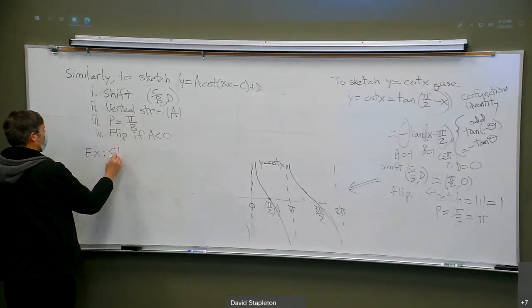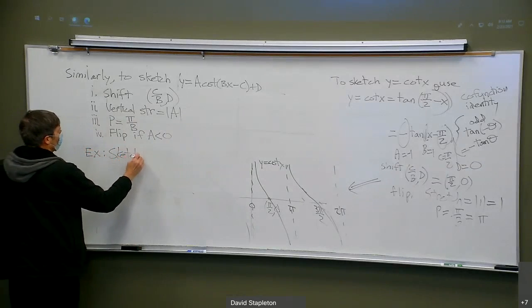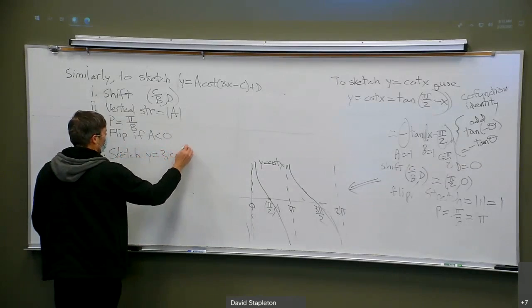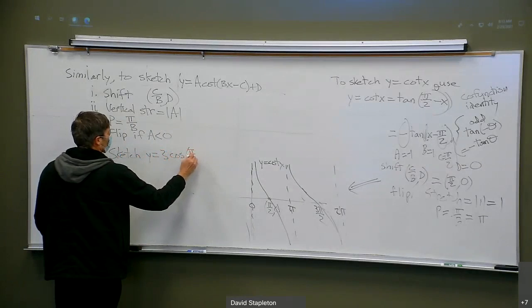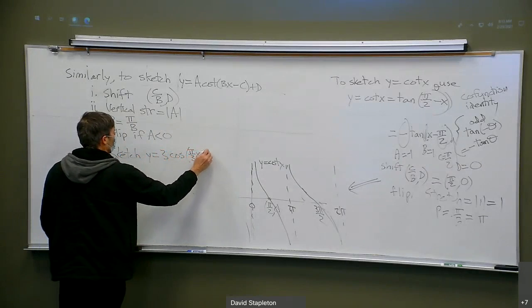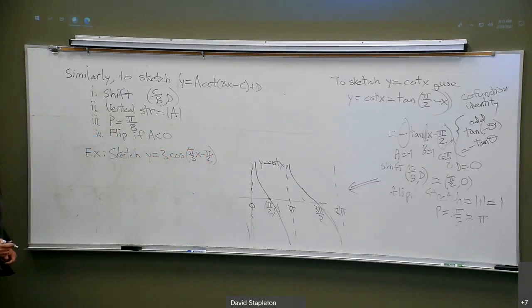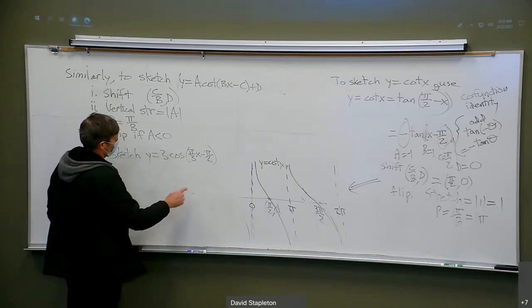Suppose I take a sketch y equals 3 cotangent (pi over 3 x minus pi over 6). What is that going to look like? You can do this on your calculator actually, but it won't show you the exact points in general. Sometimes you can guess them if it's an easy graph like this one, but generally you can't guess the points.